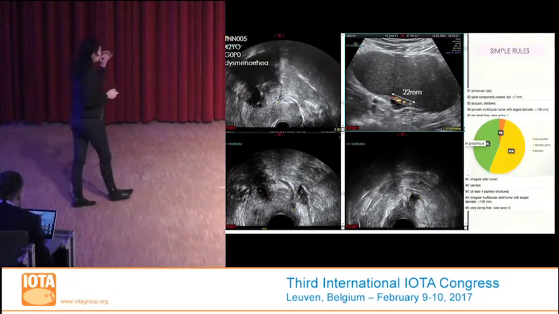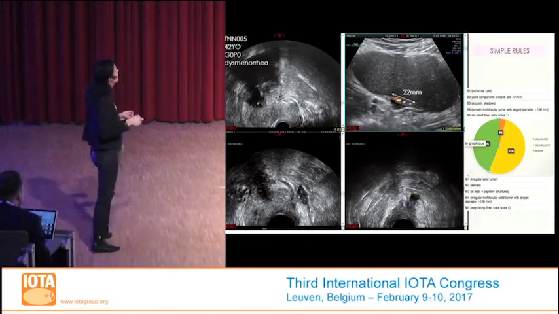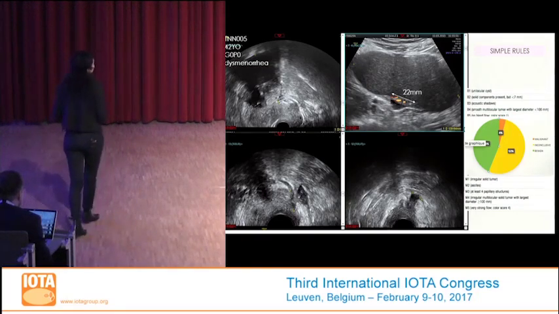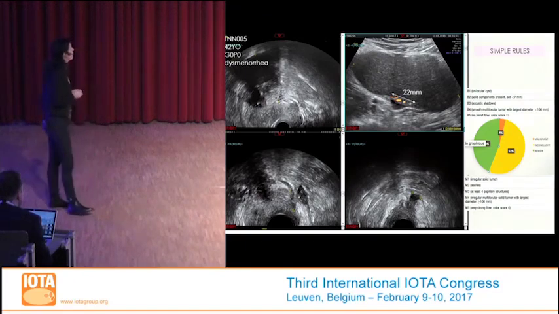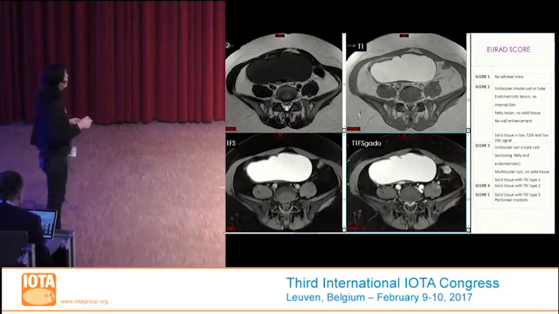Here are the results. When I asked the people to apply the simple rules, you can see that most of them answer, okay, it's an inconclusive lesion, I need more. And here are the MRI. If we look at the MRI, you will always have the T2, T1, T1 after fat suppression, and T1 after fat suppression and gadolinium injection.